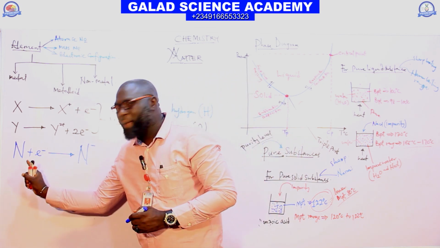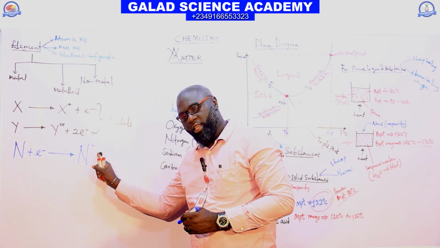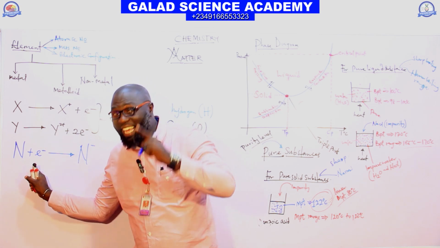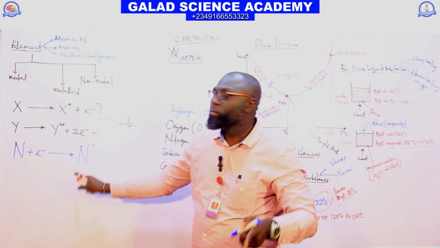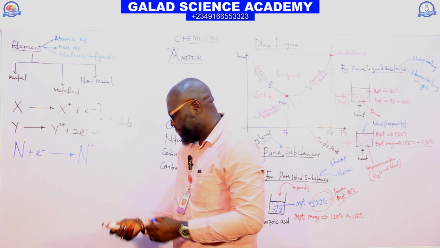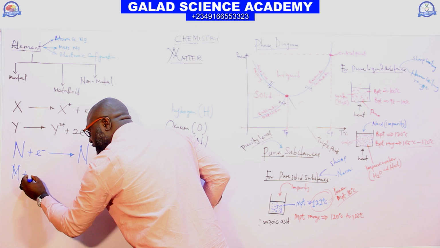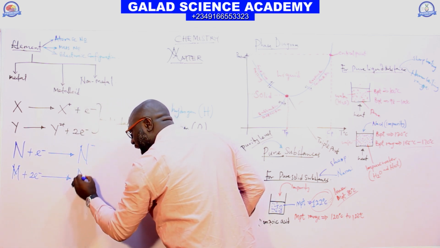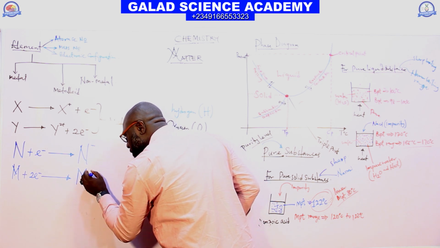So any element that ionizes by gaining electron, this N becomes an ion. Any element that has the tendency to gain electron to become ions is called non-metals. And so we have another element M, which gains 2 moles of electron, and it will ionize to become M 2 minus.